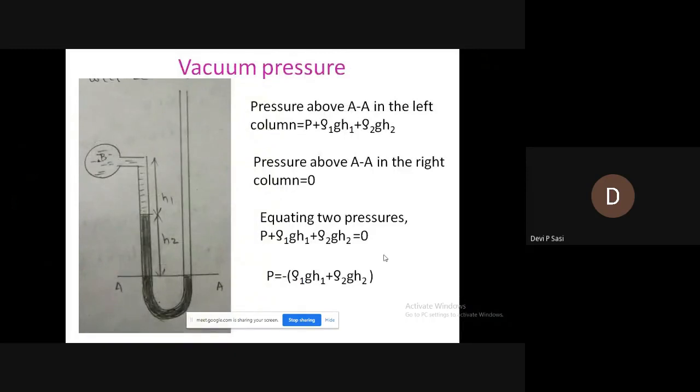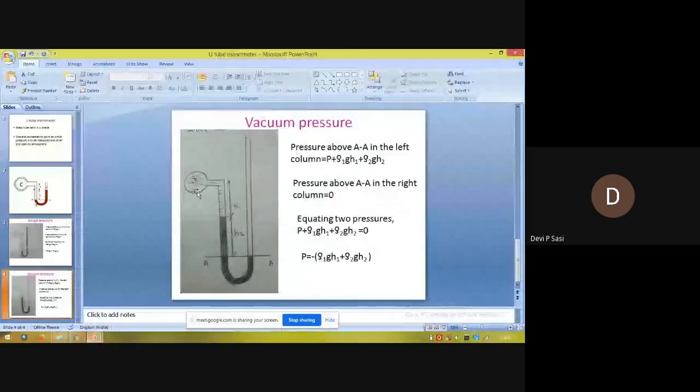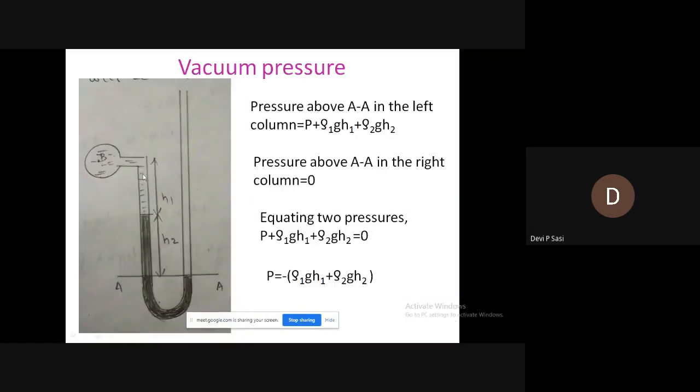Next is vacuum pressure. You know the difference between vacuum pressure and gauge pressure. Here also you can see that there are two kinds of liquids. That is, the dotted region represents a fluid and the shaded region represents another fluid. Let us assume we have to find the pressure at point B. H1 is the height of the light liquid.